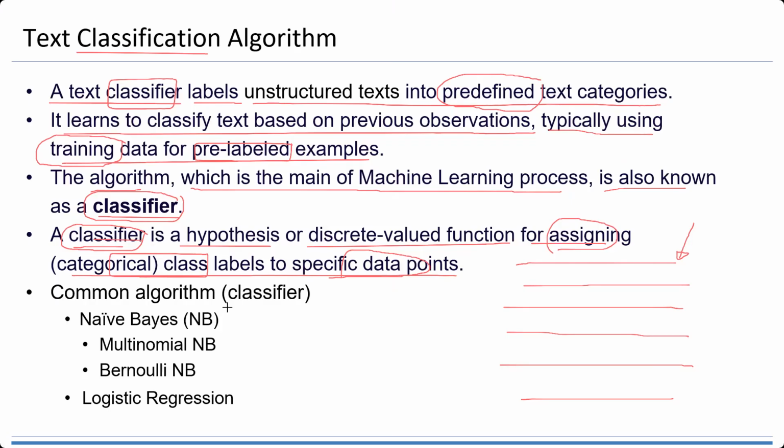So today we are going to learn at least three algorithms. First is naive Bayes, NB. There are two variants of naive Bayes. We can use multinomial naive Bayes and we can use Bernoulli naive Bayes. And the other algorithm that we will learn is logistic regression.